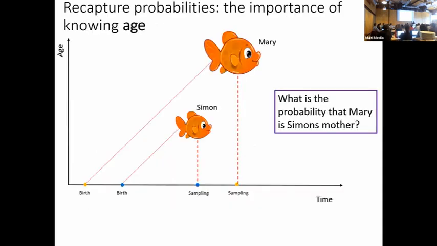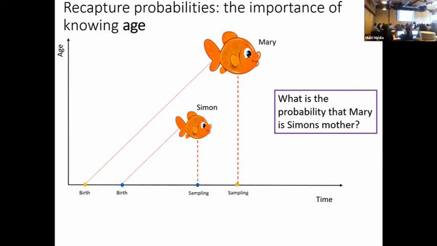So these recapture probabilities are the main difficulties. How do you calculate them? In simple situations, you can calculate them analytically, but in general, you need to do more complicated calculations. Let me try to explain how they are calculated. This is an example of what Mark calls a lexis diagram. Here we are considering two individuals, Simon and Mary. And the question is, what is the probability that Mary is Simon's mother?